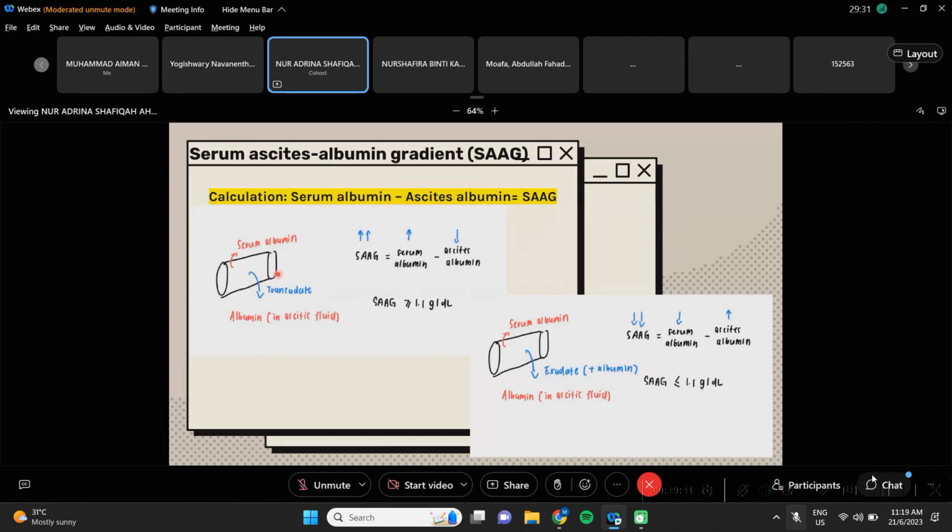So how do we understand this? In transudative osmosis, the albumin in the serum doesn't get out. Only the water gets out, and the albumin stays in there. So the albumin in the ascitic fluid will get diluted, and once it gets diluted, the ascites albumin will be lowered. So the albumin in the serum is higher. If we give numbers like 4 minus 2, we get a positive number, more than 1.1. So the SAAG is more than 1.1, meaning that it is transudative.